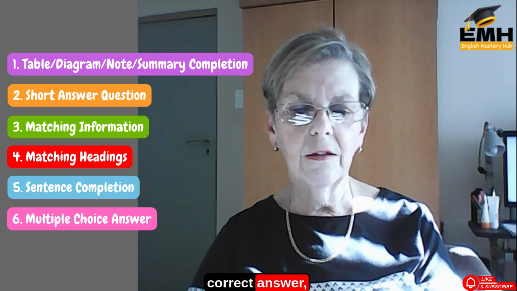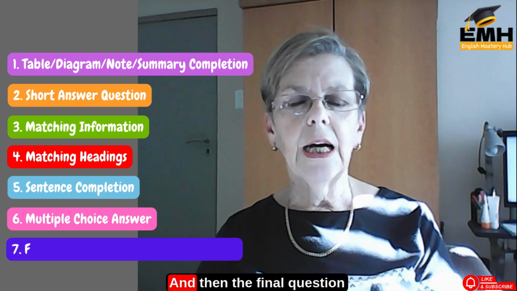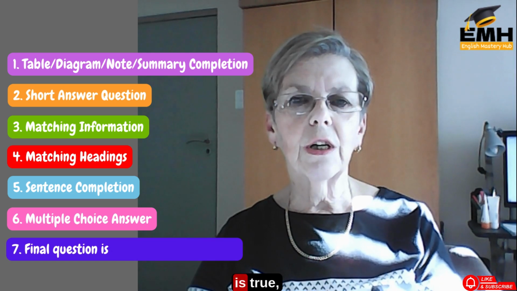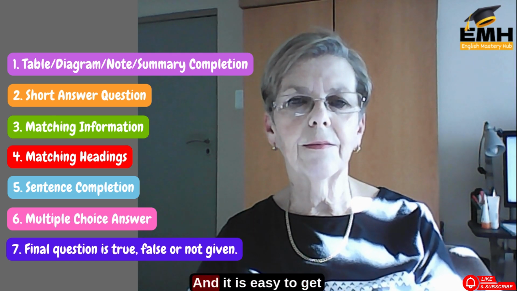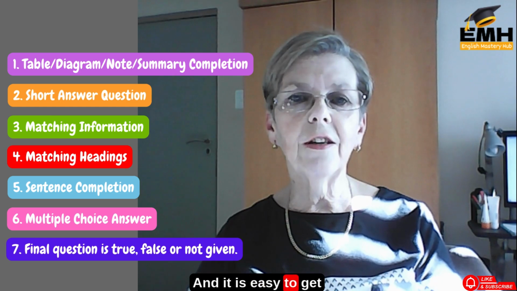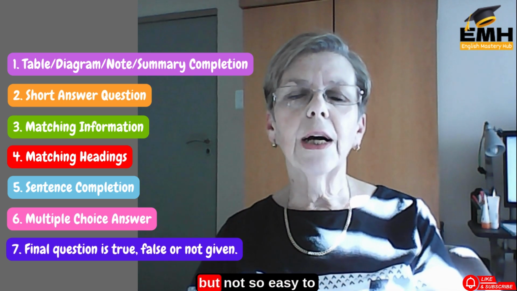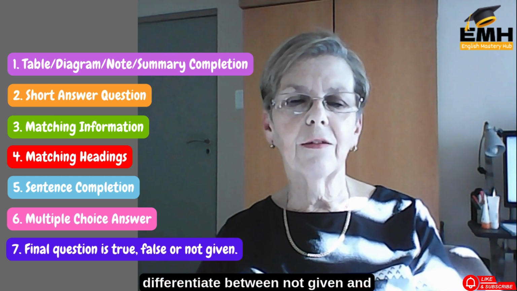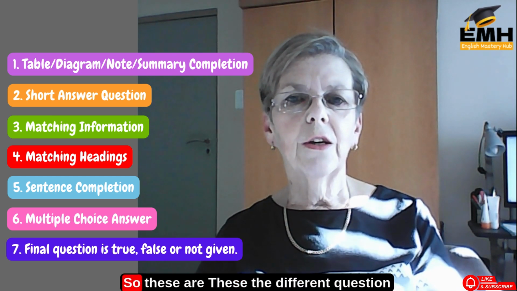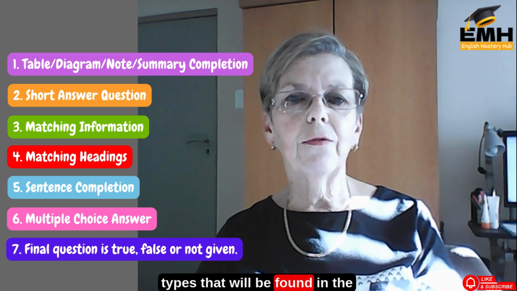The second last type of question is a multiple choice answer, and you must just pick the correct answer. You will get 4 choices, you select one, and then the final question is true, false, or not given. And it is easy to get the difference between true and false, but not so easy to differentiate between not given and false. So these are the different question types that will be found in the IELTS exam.